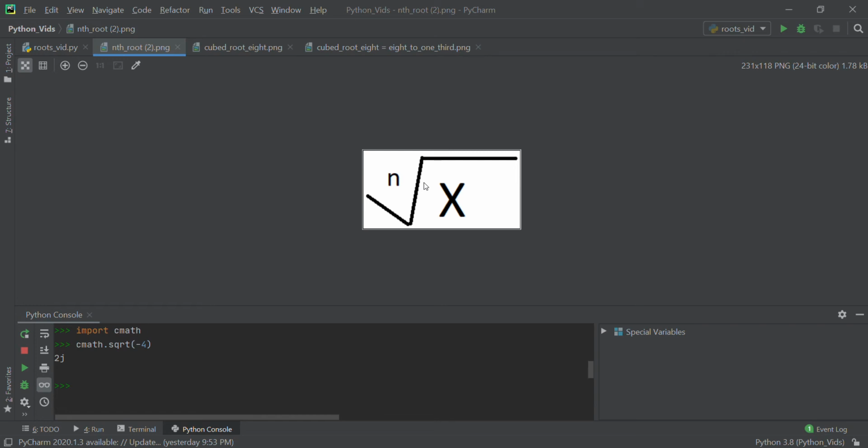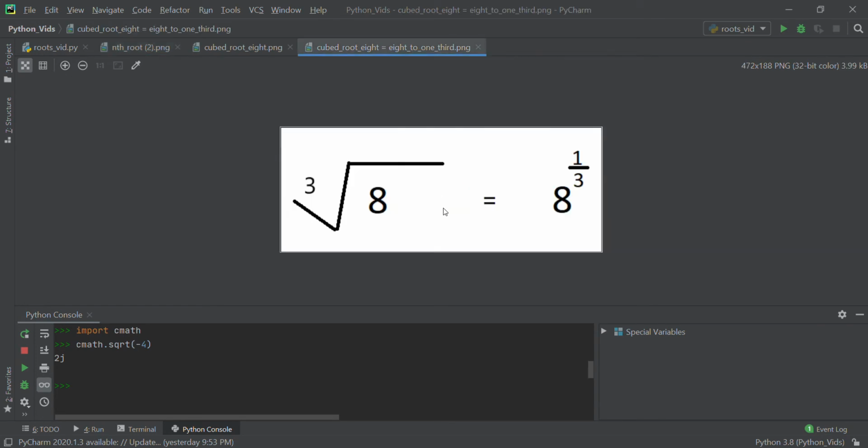But the good news is that we can use some arithmetic to get the result that we want, and that is by relying on the principle that the nth root of x is equal to x to the power of 1 over n. That's a big mouthful, so let's show it to you in a picture. As you can see in this image, the cubed root of 8 is actually equal to 8 to the 1 over 3, to the 1/3.